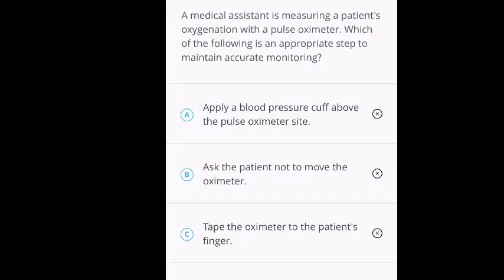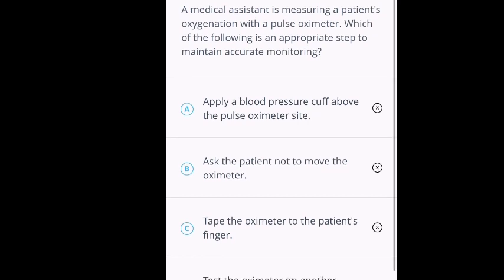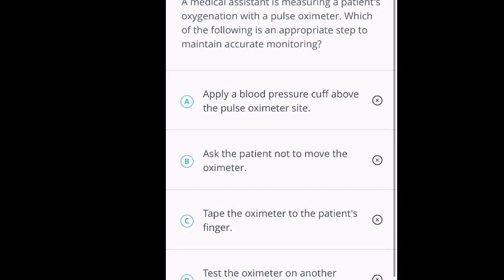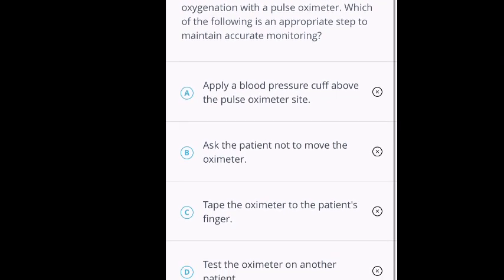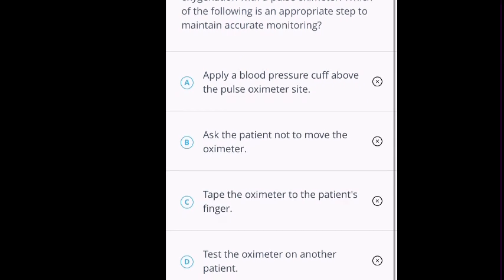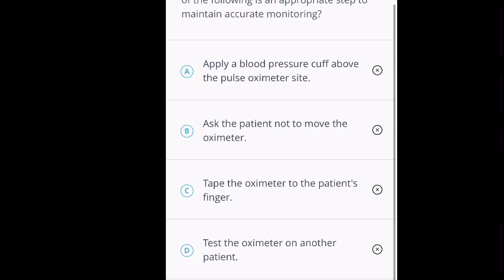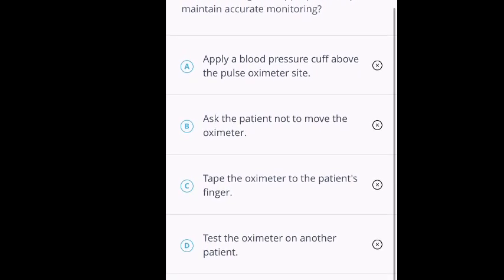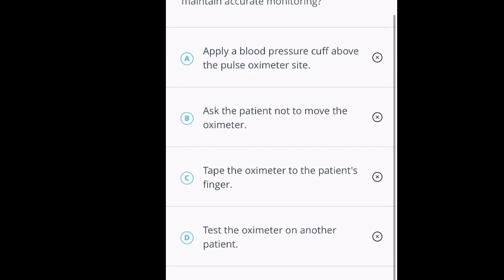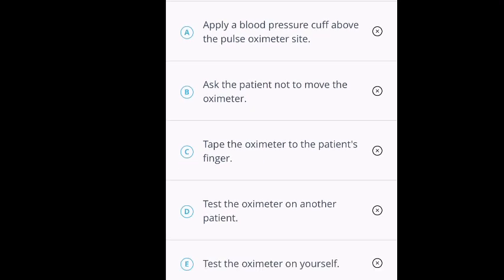A medical assistant is measuring a patient's oxygenation with a pulse oximeter. Which of the following is an appropriate step to maintain accurate monitoring? Apply blood pressure cuff above the pulse oximeter site. Ask the patient not to touch the oximeter. Tape the pulse oximeter to the patient's finger, or test the oximeter on another patient. The correct answer is ask the patient not to move the oximeter.